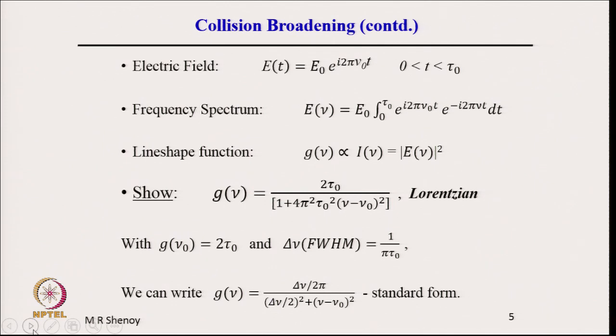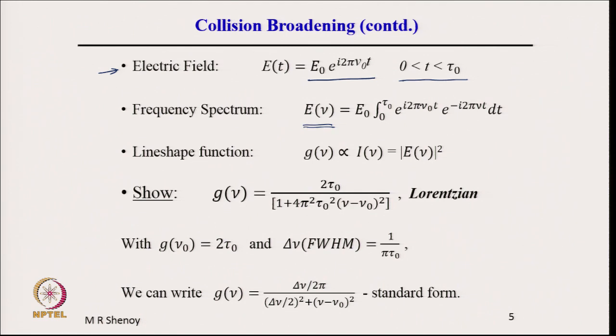So, the electric field therefore, now only the steps I have outlined here, I will not make the whole derivation. The electric field now is a sinusoid, but it is a perfect sinusoid only during this period, 0 less than or equal to t less than tau 0, the mean collision time. In between this time, it is perfectly a sinusoid, and therefore, the corresponding frequency spectrum, just as we did for the lifetime case, is given by the Fourier transform.